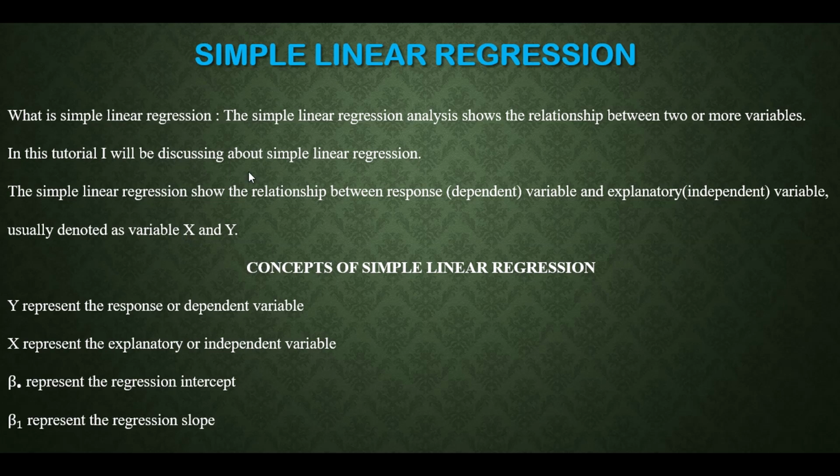Then in simple linear regression, there are a lot of concepts being used. Some of the concepts are: Y represents the response variable or dependent variable. Like I said earlier, the response variable is equal to the dependent variable, and x represents the explanatory or independent variable, beta naught represents the regression intercept, and beta 1 represents the regression slope. All these concepts will be applied to solve the regression equation.